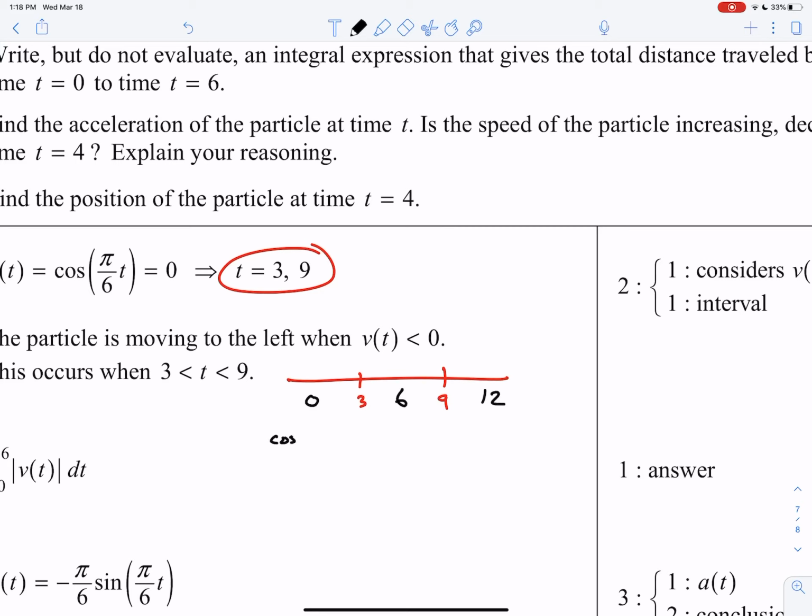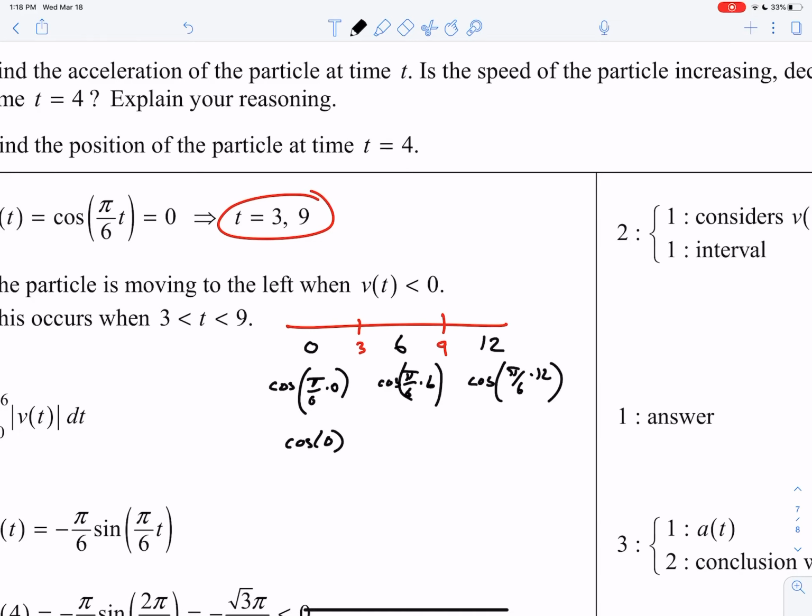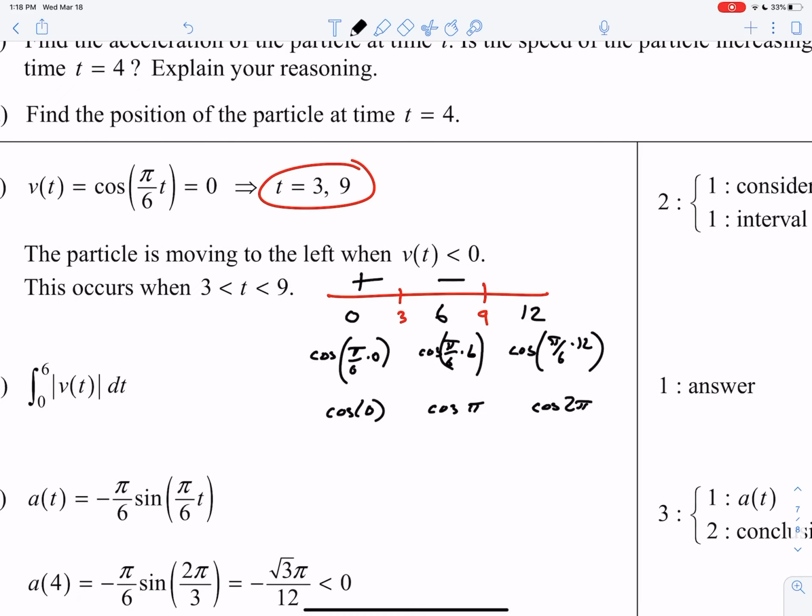If I plug it in, I'm going to get the cosine of pi over 6 times 0, the cosine of pi over 6 times 6, and the cosine of pi over 6 times 12. I did it so that it conveniently comes out to the cosine of 0, the cosine of pi, and the cosine of 2 pi. Those angles I know right away. Cosine of 0 is a positive 1. Cosine of pi is negative 1. And cosine of 2 pi is positive 1. Okay? Pause there. Make sure you understand those values first.